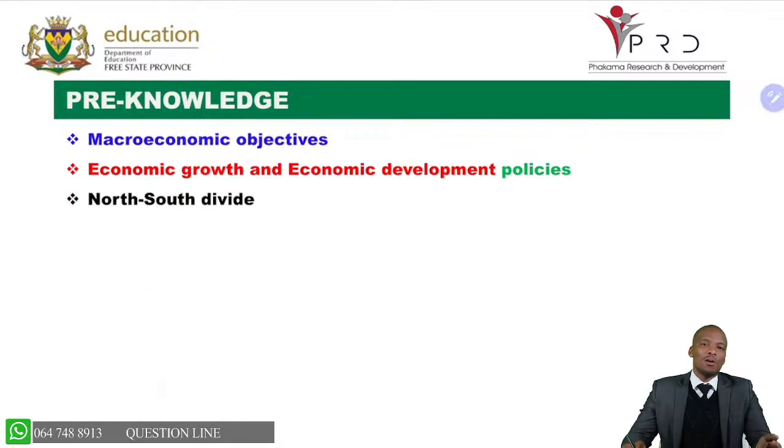We also mentioned the issue of the North-South divide, where we looked at the countries that are developed and the countries that are still developing. In this instance, we also looked at the characteristics of developed countries and the characteristics of developing countries. Under those characteristics, we also looked at the issue of industrialization, to say countries that are developed are highly industrialized, while countries that are developing are not industrialized.